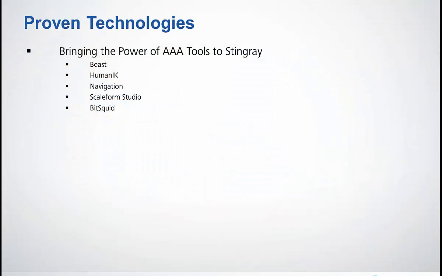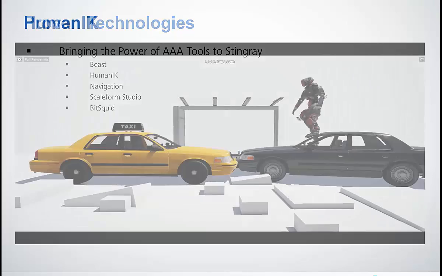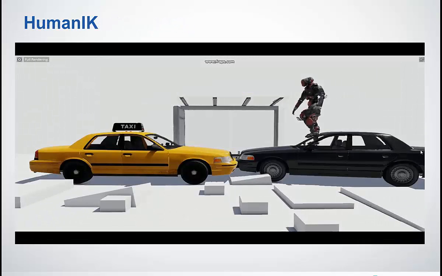Some of the technology that we've got in Stingray, even though Stingray itself is a relatively new engine, we've got some really big heavy hitters sitting in there. So we've got Beast, Human IK, Navigation, and Scaleform. I'm just going to show a couple of examples now of them in action. So the first one here is Human IK.